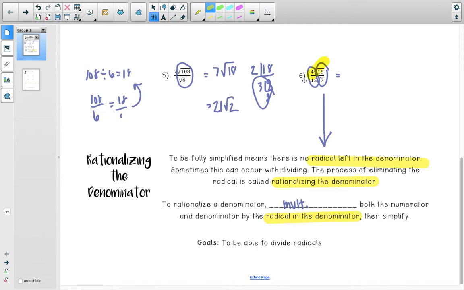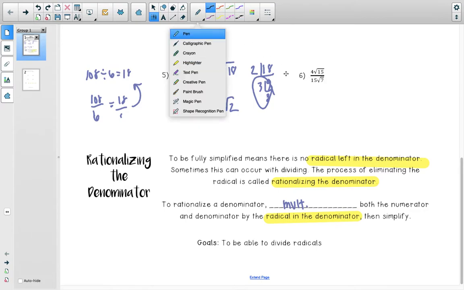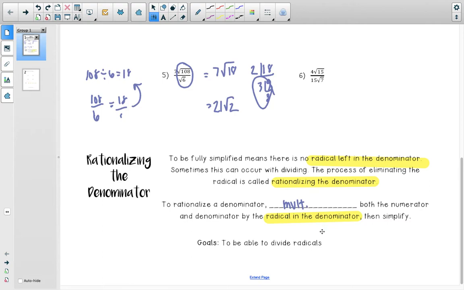So if we were to look at number 6 real quick while we had all this information in front of us, to rationalize this, we're just going to only multiply by the square root of 7, because that's what our direction said. Only multiply by the radical in the denominator. Well, the radical in the denominator is the square root of 7. Okay, 4 and 7 will never get multiplied. This is the outside, that's the inside, but the 15 and the 7 will.